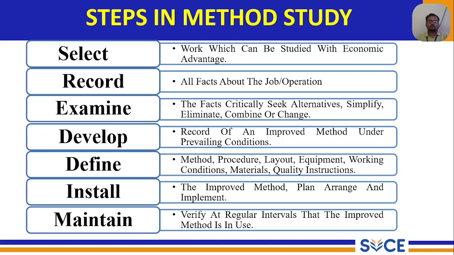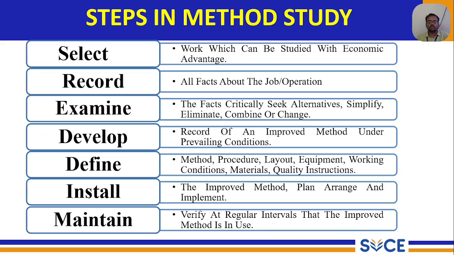The next step in method study is developing an alternative method under the prevailing conditions. It is not that an alternative method should be just on a theoretical basis. It has to be practically implemented considering the current working condition, because the current operating condition would be different from what has been observed or derived from the method study technique.